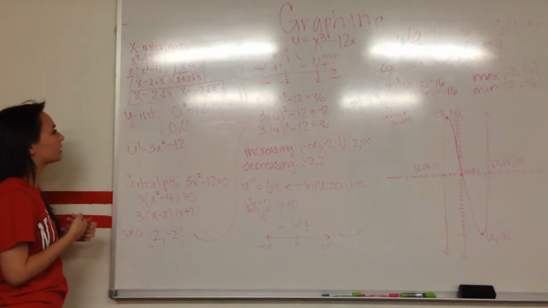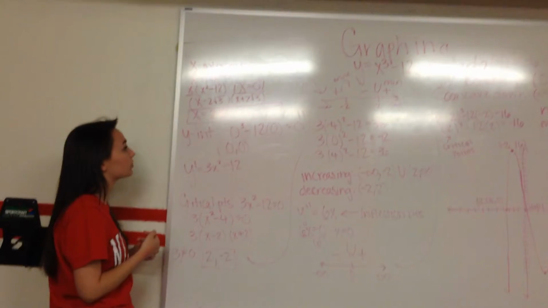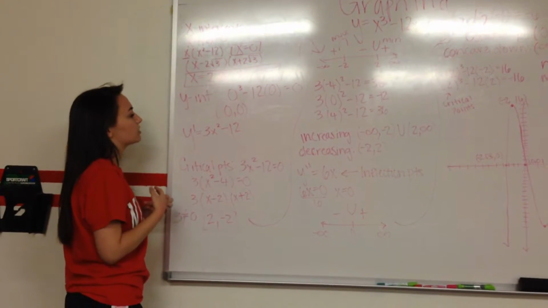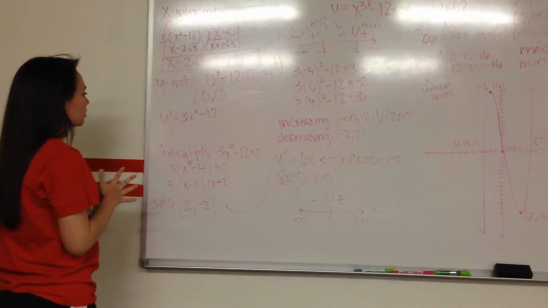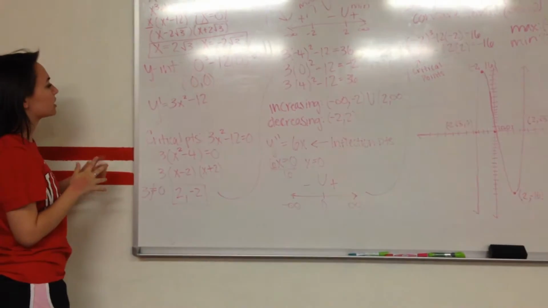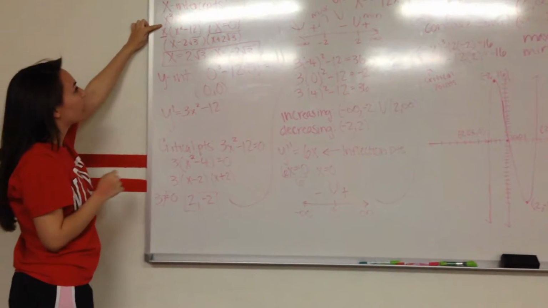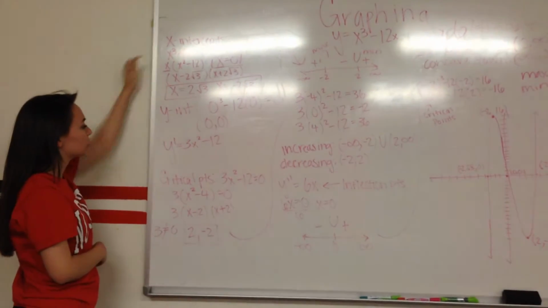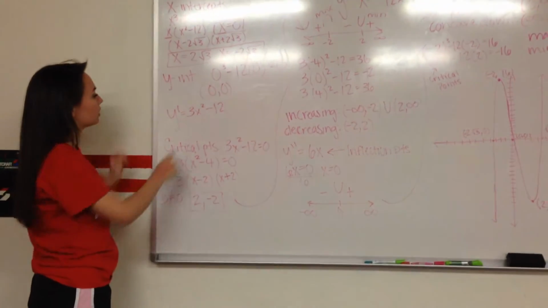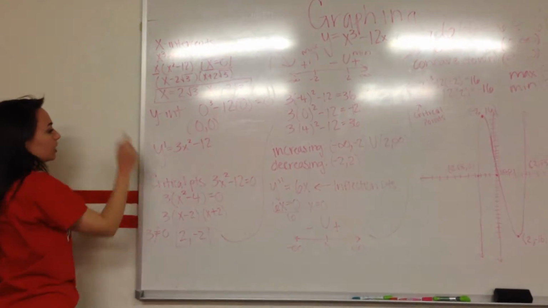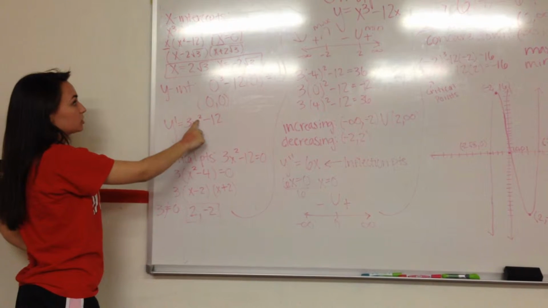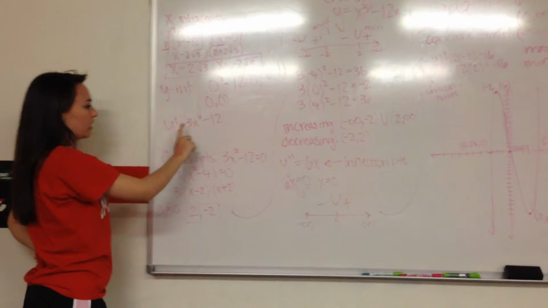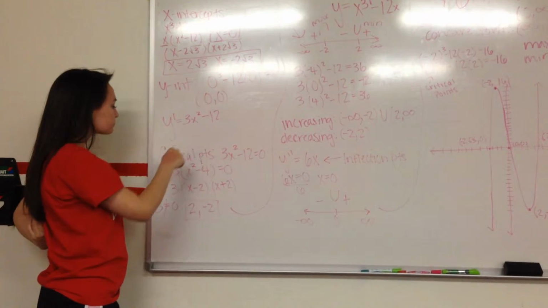And then for the y-intercept, you just plug in 0 for all of your x's, and that just gives you 0, 0. And for the next part, you're finding your critical points. So you take the derivative of x cubed minus 12x, and you'll move the 3 in front of your x, so you'll have 3 times x, and you do 1 minus your original exponent, so 3x squared minus 12.